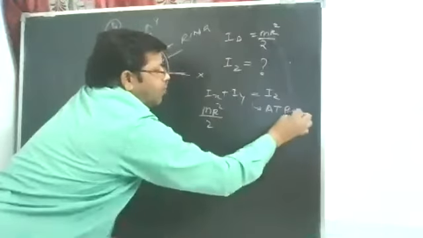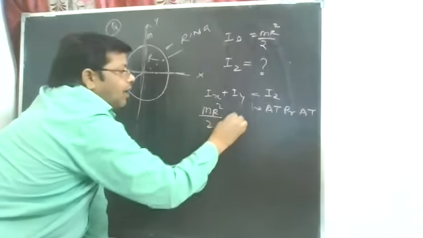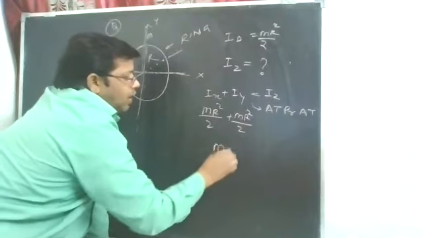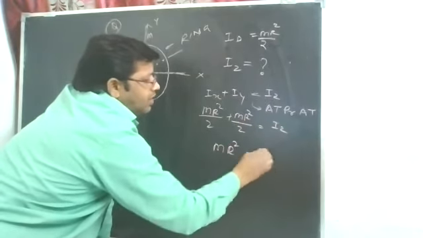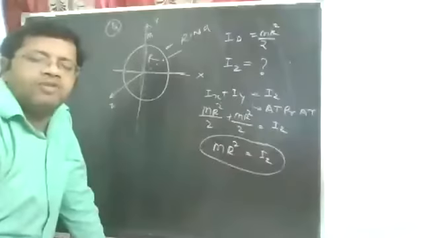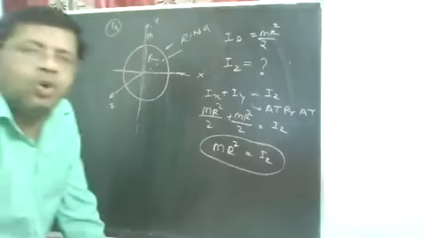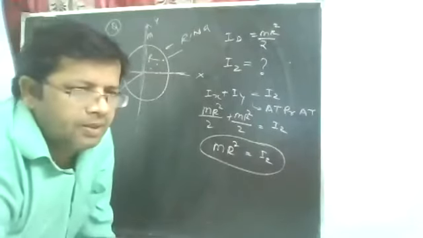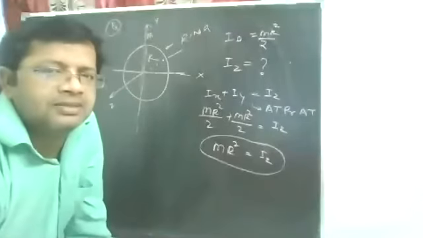Perpendicular axis theorem. Now, mr square by 2 plus mr square by 2 will become mr square. That is the moment of inertia about the z axis, mr square. We have already derived this formula, but we should know the application of this theorem because it will be very helpful for determining the moment of inertia in different conditions.